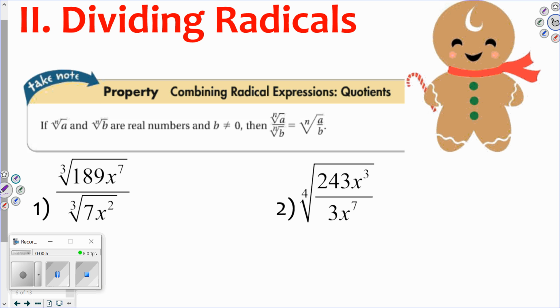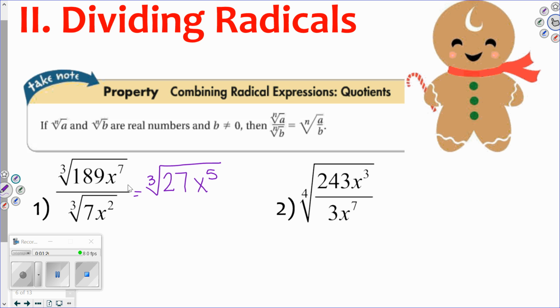Okay. So number one, cubed root of 189x to the 7th divided by the cubed root of 7x squared. They're both cubed roots. I can divide them. What's 189 divided by 7? 27. Now, have I done anything with the cubed root yet? No, so that is still there. So if I divide them, I get 27. x to the 7th over x squared is x to the 5th.